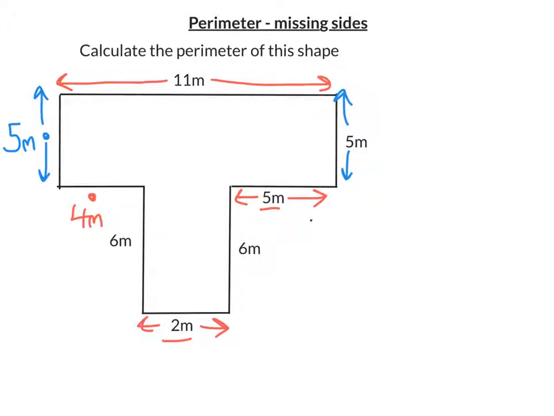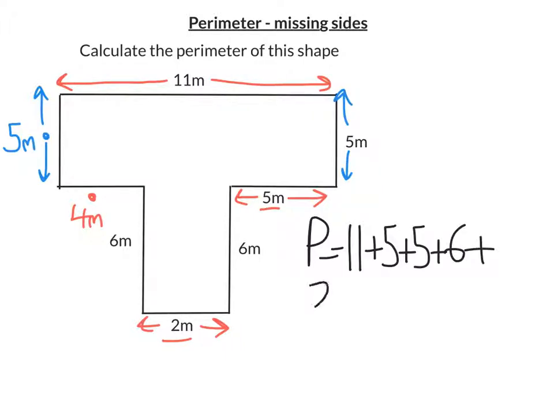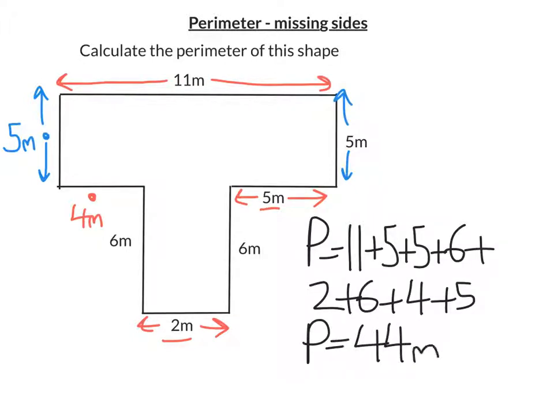Now, let's work out the perimeter of this shape. So P is equal to, now I need to add up all the sides. So I've got 11, that's the top, plus 5, plus 5, plus 6, plus 2, plus 6, plus 4, plus 5. That means the perimeter is 44 meters.